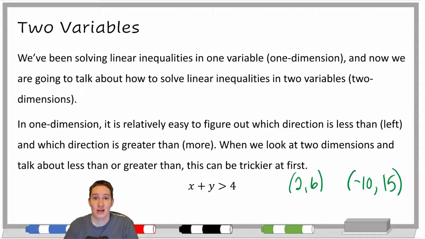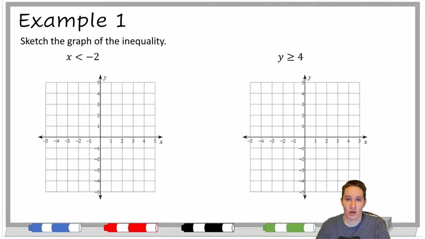I'm going to show you how we basically convey to people what our solution is whenever we've got an inequality. Let's look at example 1 here. And these are actually coordinate planes that we're going to graph on, even though we actually only have one variable.